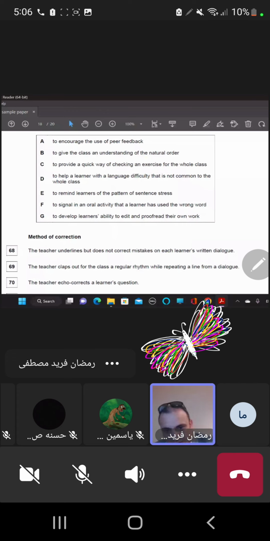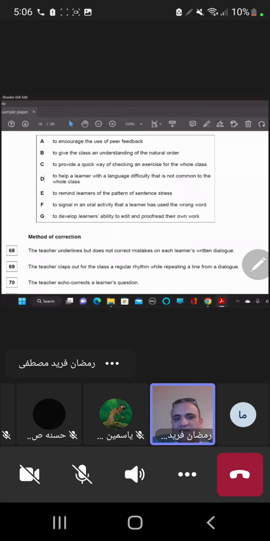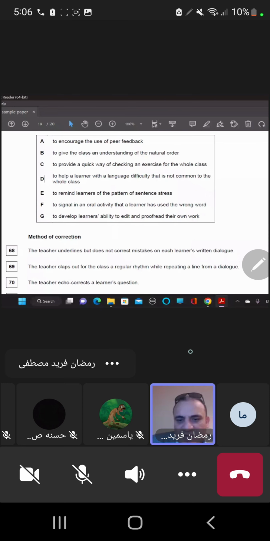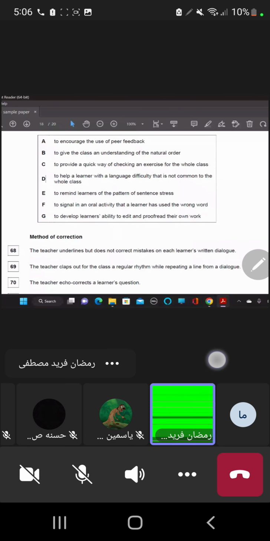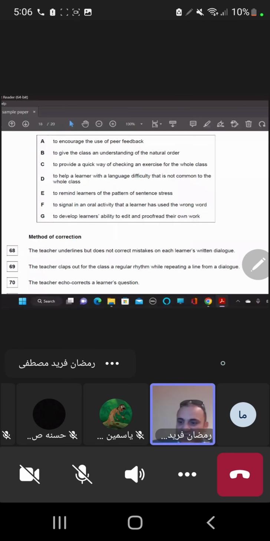The teacher echo corrects a learner's question. Echo, you know we took what echo correction means. Okay? Yes, say the same sentence. One of the strategies for correction. Okay, which one is suitable? Letter F. F, to signal in an oral activity that a learner has used the wrong word. Yes, right. Correct. Thank you very much. Number 70 is F.